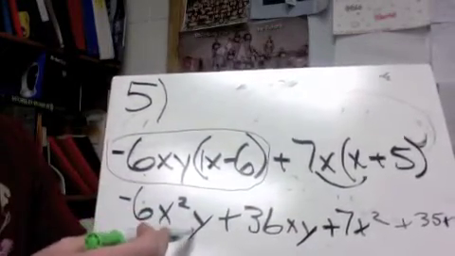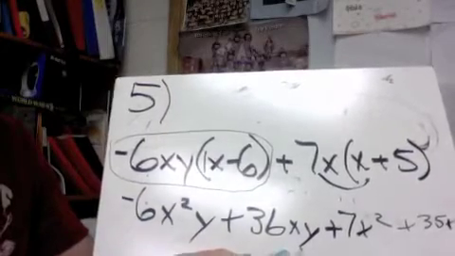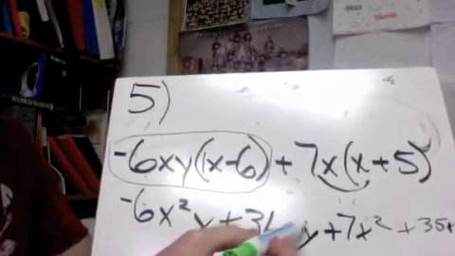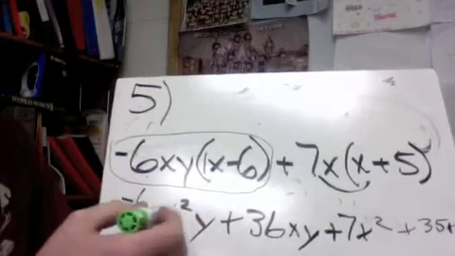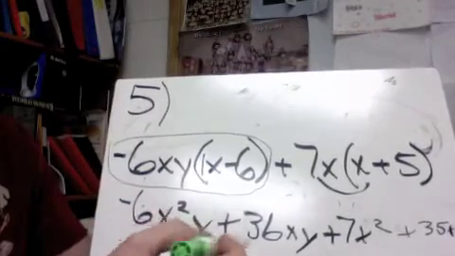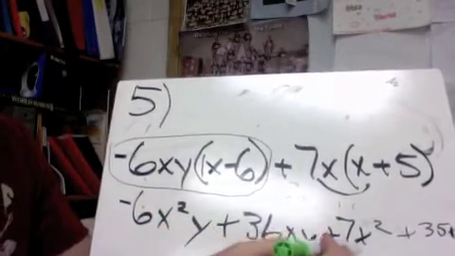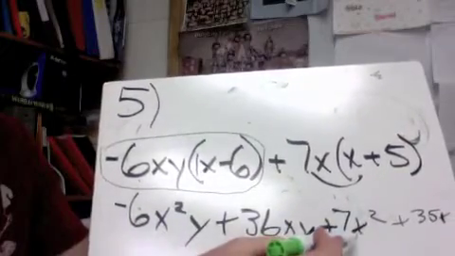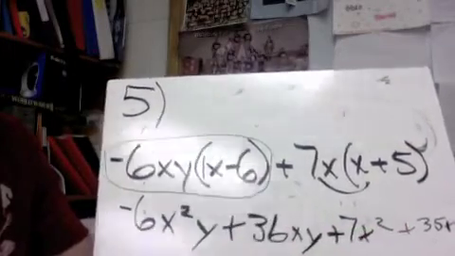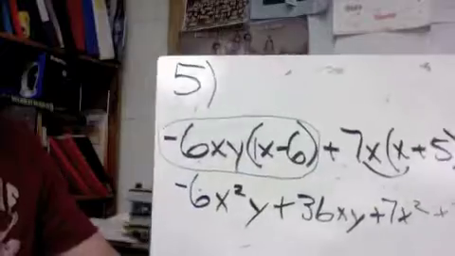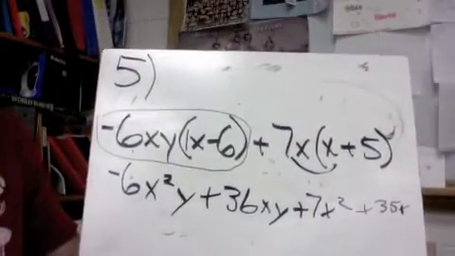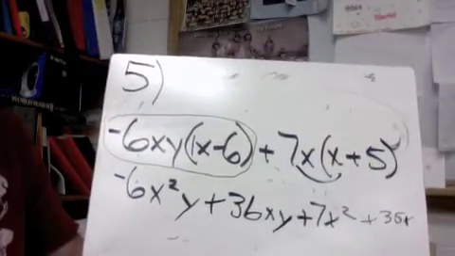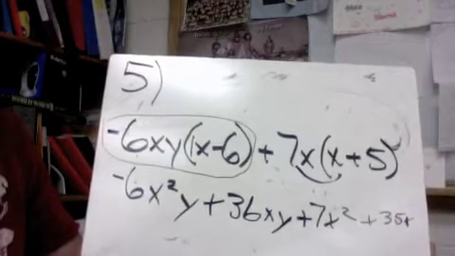Now we just need to look and see if we can put anything together here. I've got x to the second y, which is not the same as this. This would be x to the first, y to the first. This is x to the second, y to the first. Those two things can't go together. When I look at the end here, 7x to the second power, and then I've got 35x. None of those things have the same common label at the end of them. So this would be our final answer for this problem.